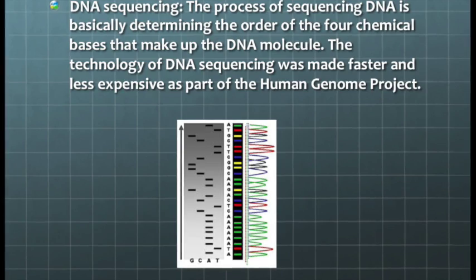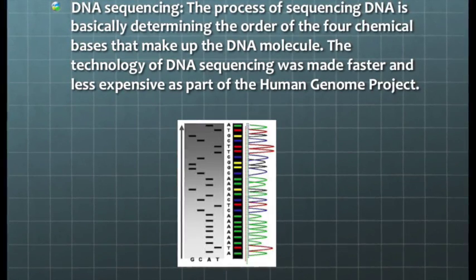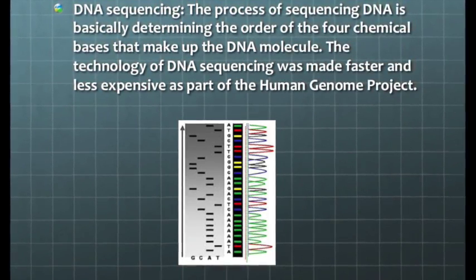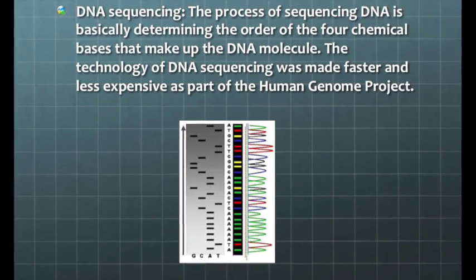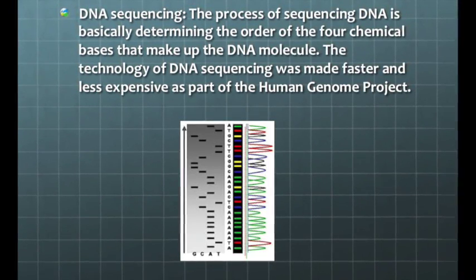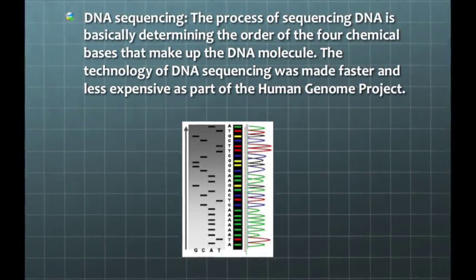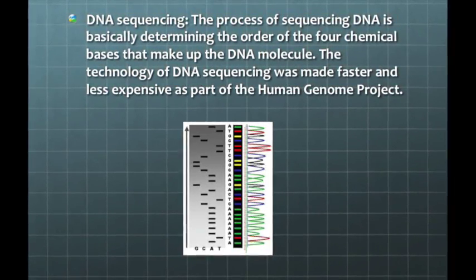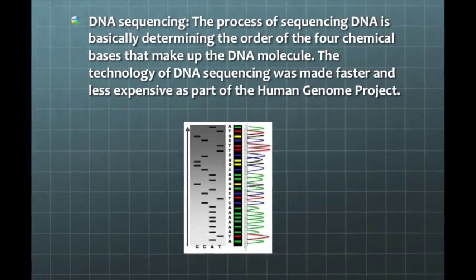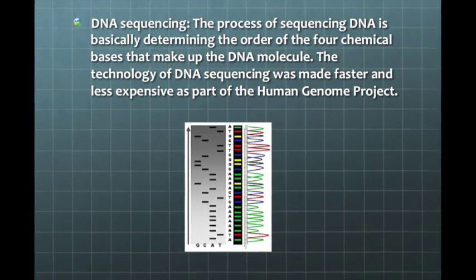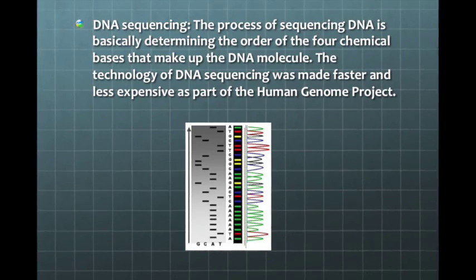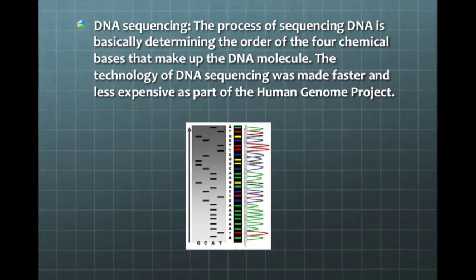There were several techniques that were used and invented to make the Human Genome Project possible. These included DNA sequencing, YAC, PCR, BAC, and electrophoresis. DNA sequencing is the process of sequencing DNA and is basically determining the order of the 4 chemical bases that make up the DNA molecule. The technology of DNA sequencing was made faster and less expensive as part of the Human Genome Project.